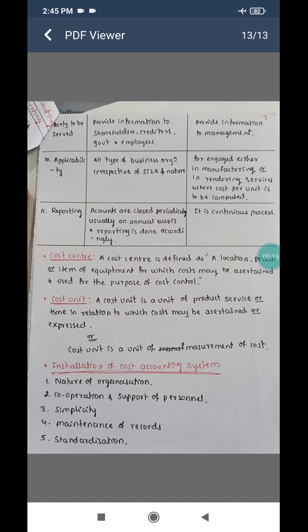Okay. So, cost center. Cost center means what? A location or a person or an item of equipment for which cost may be ascertained and used for the purpose of cost control. It may be a place, or any person, or any item of equipment.